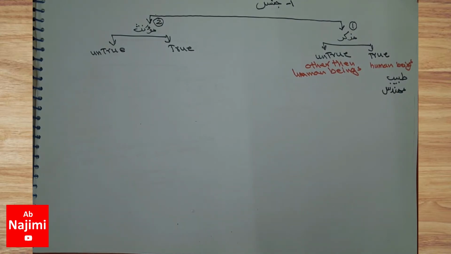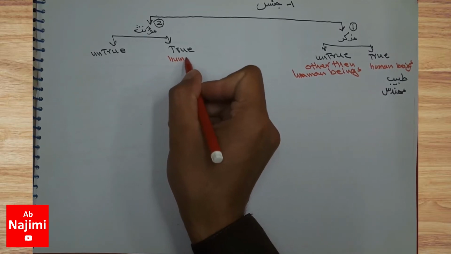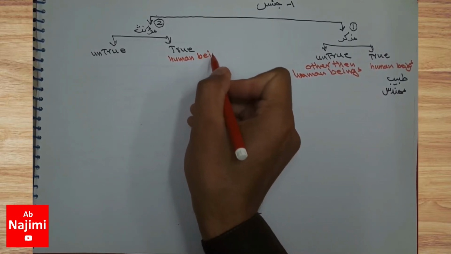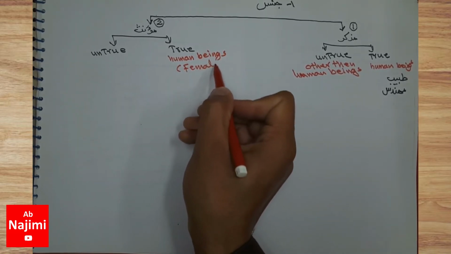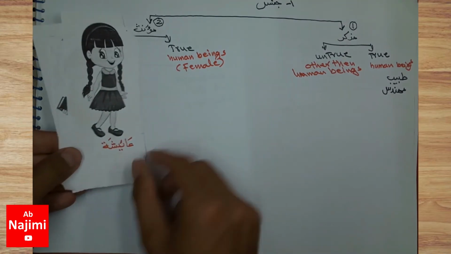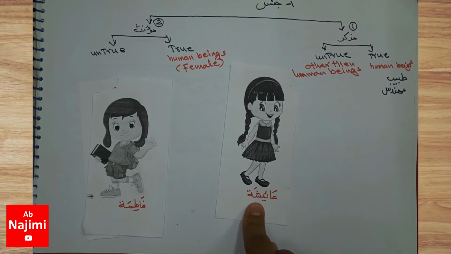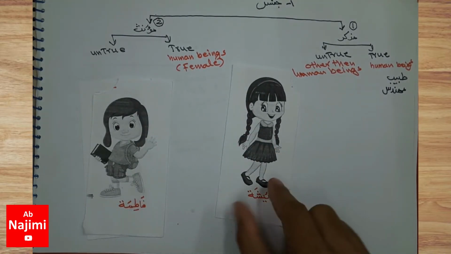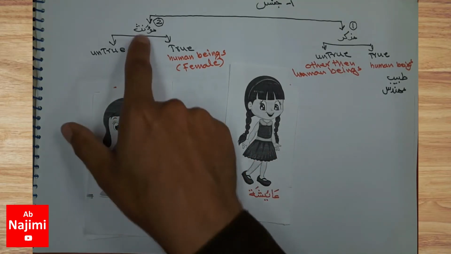Now let us come to muannas. What are true muannas? True muannas are used for human beings, for females. For example, if you see these photos, she is Aisha. She is muannas. What type of muannas? True, because she is a human being and she is female. So we consider her a true muannas.